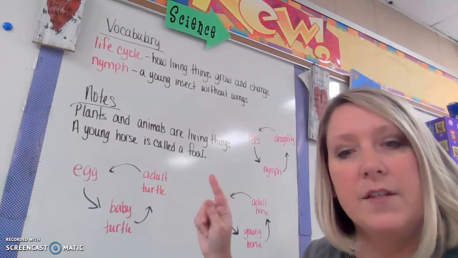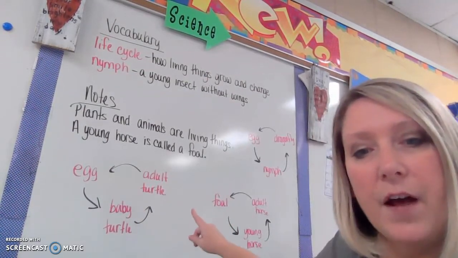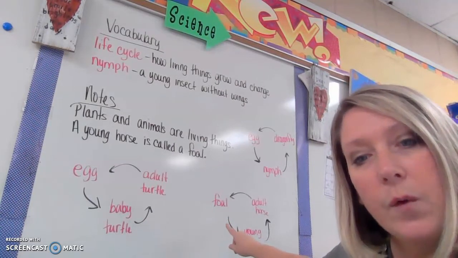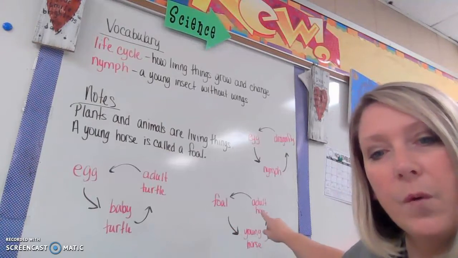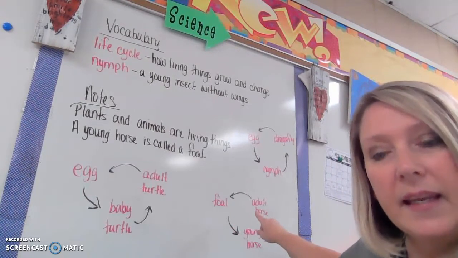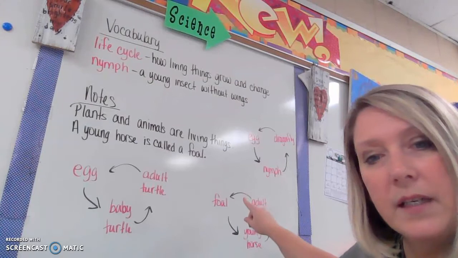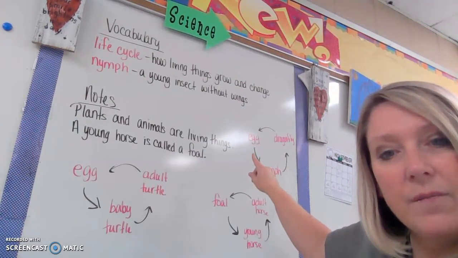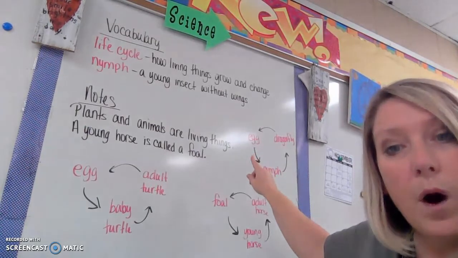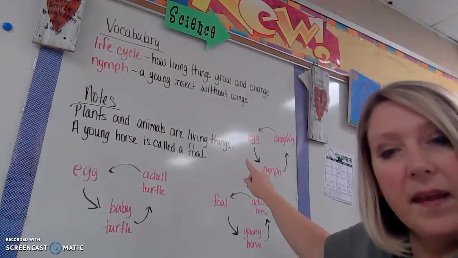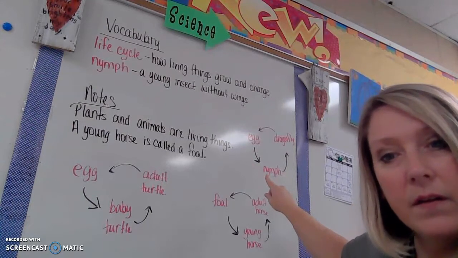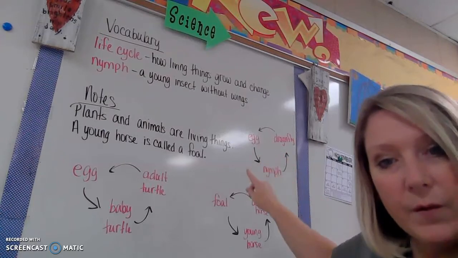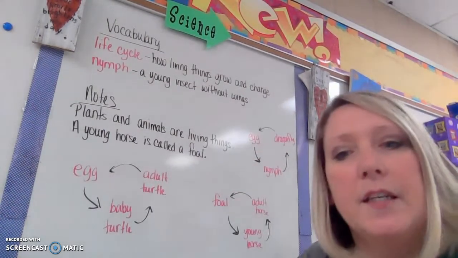Over here, yesterday, we talked about the foal, a horse. A foal is a baby horse. It'll grow into a young horse before it becomes the adult horse. And then again, that cycle will continue. And then up here we have the dragonfly life cycle. They start out as eggs, remember, in the water. And when they hatch, they are a nymph. And then they become the adult dragonfly, which will have young on their own. And that cycle will continue.